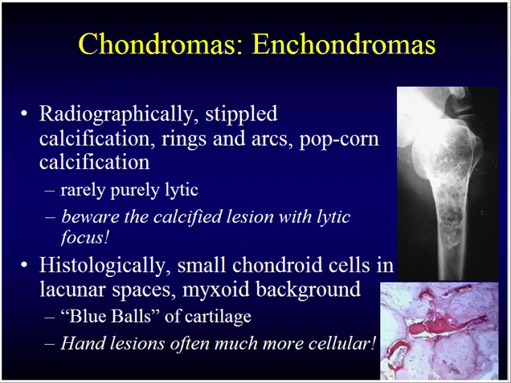Now, you may do a little frozen section and ask your pathologist, does this look bad right off the bat? And he says, no, it doesn't look that bad to me. Then you scrape it out. But you still got to get the whole thing out. You just can't take a little bit of it and say, okay, it's fine, it's an enchondroma, because you may be wrong. Histologically, small chondroid cells and lacunar spaces.